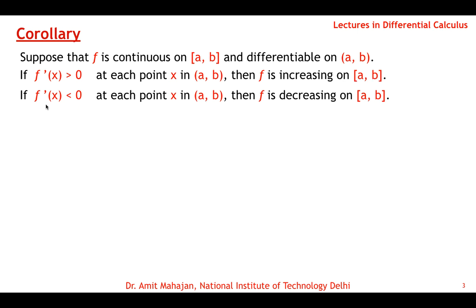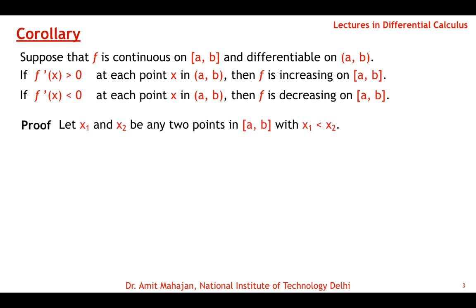And also if the first derivative is negative, that means the slope is negative at each point in the interval, then the function is decreasing on that interval. So we are going to prove this result. As I said, it is a consequence of the mean value theorem. It satisfies all the hypotheses of the mean value theorem: the function is continuous on [a,b] and it is differentiable in the open interval (a,b). So let x1 and x2 be any 2 points in this interval [a,b] with x1 less than x2. So x2 lies to the right of x1.